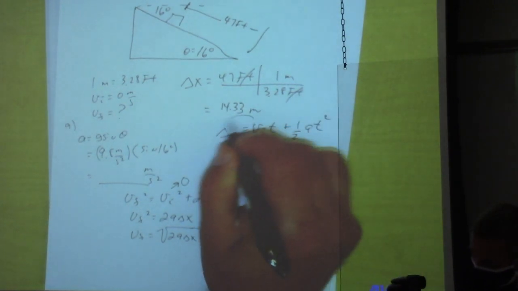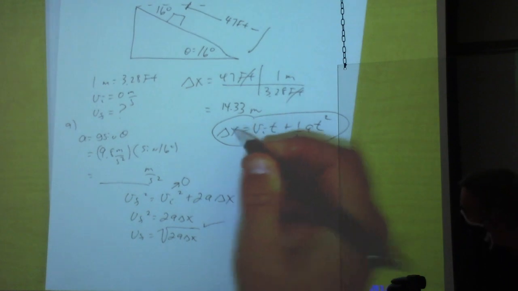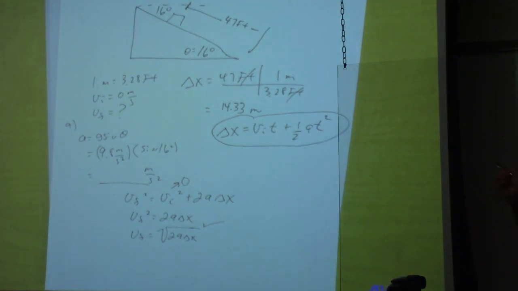You could have used this. I'm just showing you another way of doing it. You could have used the second kinematics equation to figure out how long it takes to go that distance, and then use the first one to figure out the final speed. So a couple different ways of doing it. Probably the way we did it is the quickest way. No points for speed, though. Okay. All right, any questions on this one?